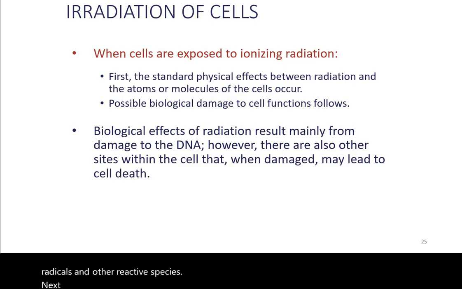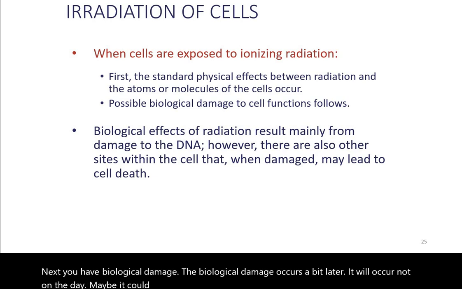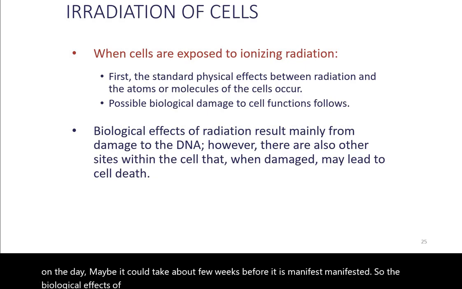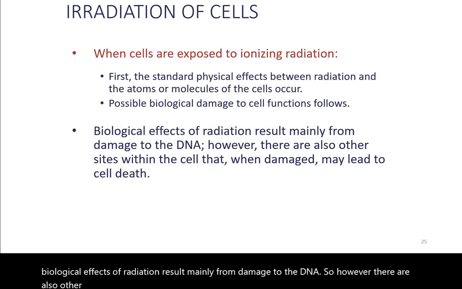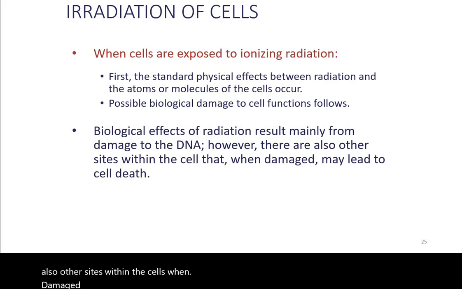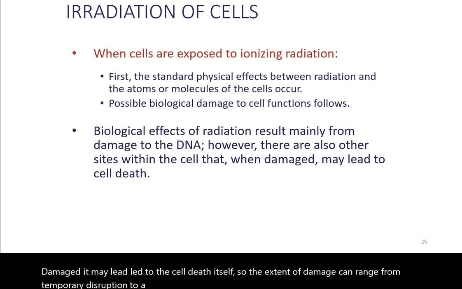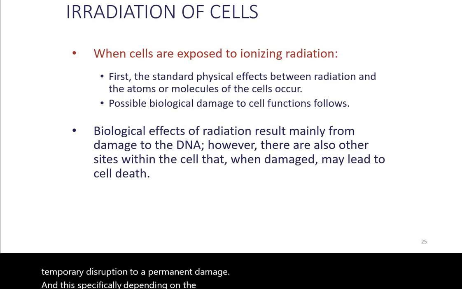Next, you have biological damage. The biological damage occurs a bit later. It will not occur on the same day; it could take a few weeks before it is manifested. The biological effects of radiation result mainly from damage to the DNA. However, there are also other sites within the cells that, when damaged, may lead to cell death itself. The extent of damage can range from temporary disruption to permanent damage, depending on the type and dose of the radiation and the specific biological process.